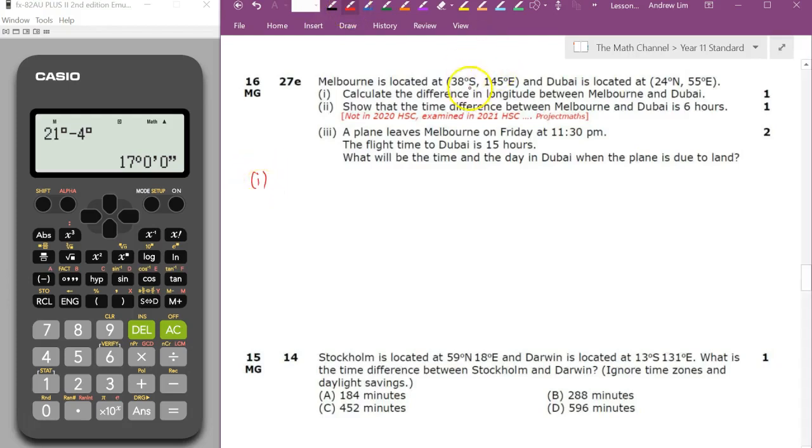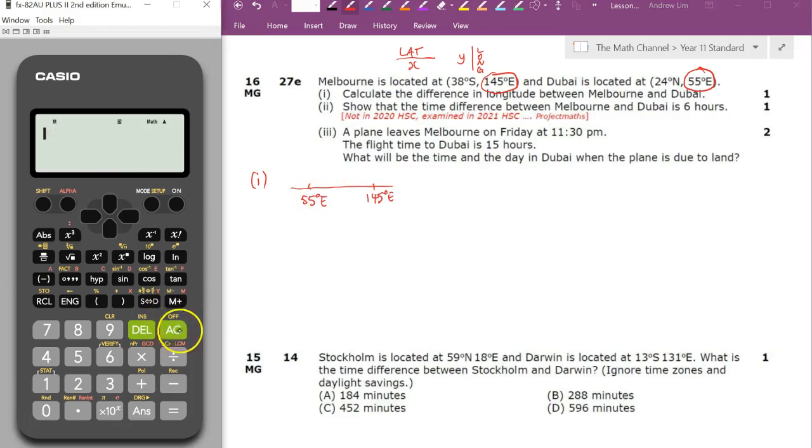Longitude, remember, lat is flat. Therefore, longitude has to be vertical. Now, we know that horizontal is the x-axis, longitude is the y-axis, so we are looking at these numbers only. So the difference in longitude, if you want to think about it, we can do a number line as well. 145 degrees east, 55 degrees east. Okay, so we can just minus those two numbers.